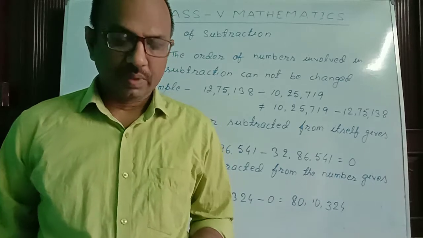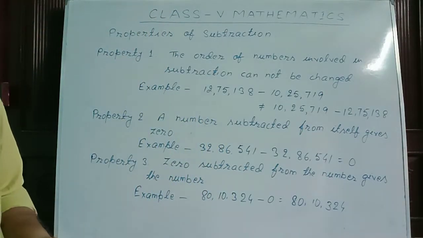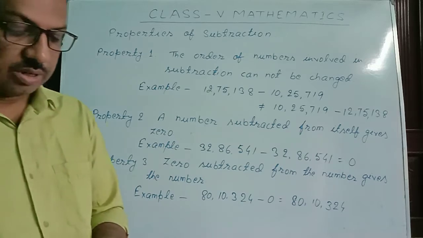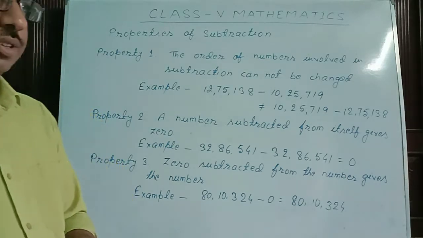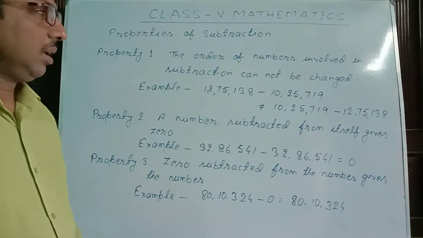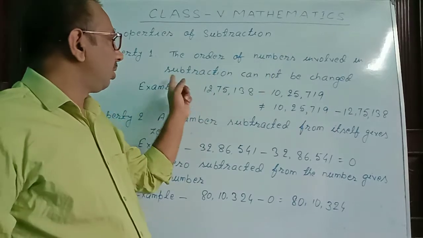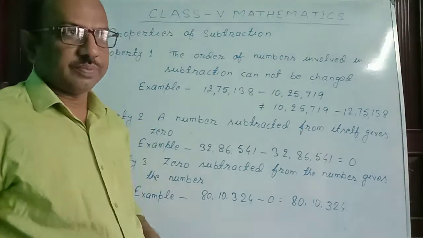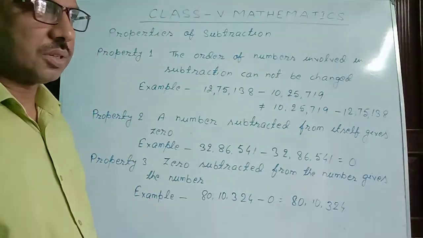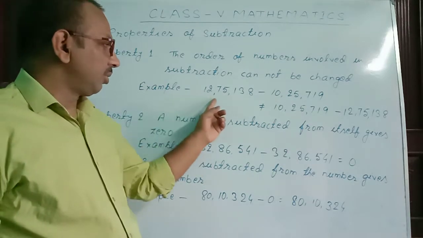Good morning, students. Let us start subtraction of large numbers. In this topic, first, let us discuss the properties of subtraction. The first property says the order of numbers involved in subtraction cannot be changed. Order of numbers. Let us try to understand through this example.